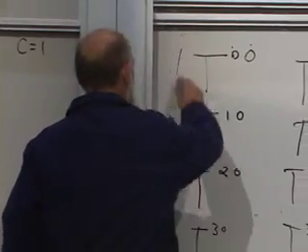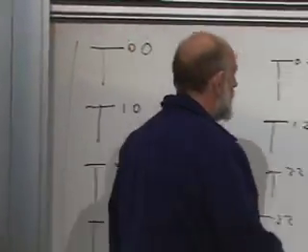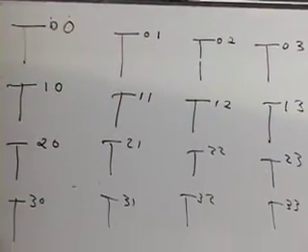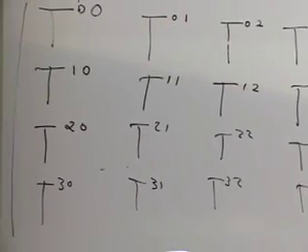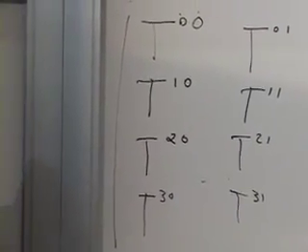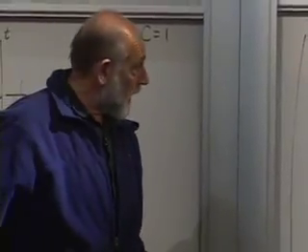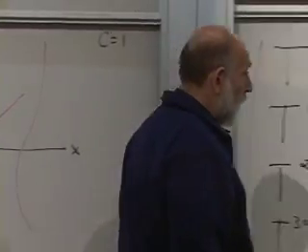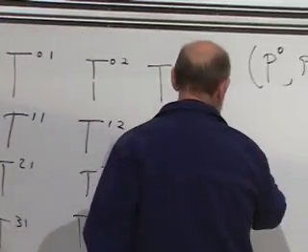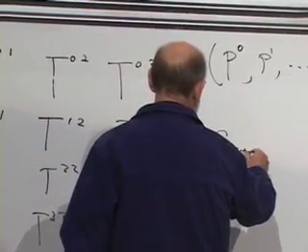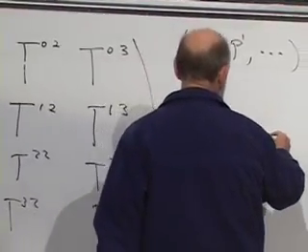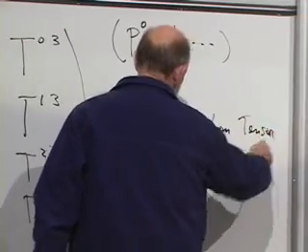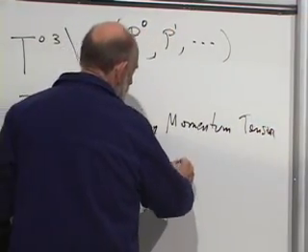This whole object is a tensor. Now, is it obvious that it's a tensor? No, it's not obvious that it's a tensor. We will have to do some more work to convince ourselves that it ought to be a tensor, but it's called the energy-momentum tensor. And we can write it in the condensed notation T mu nu.